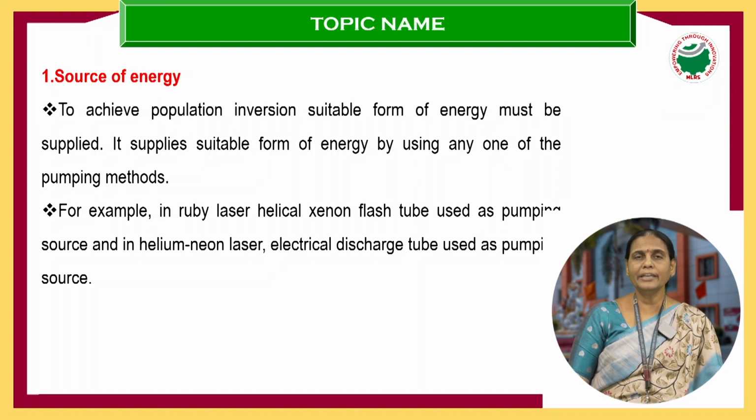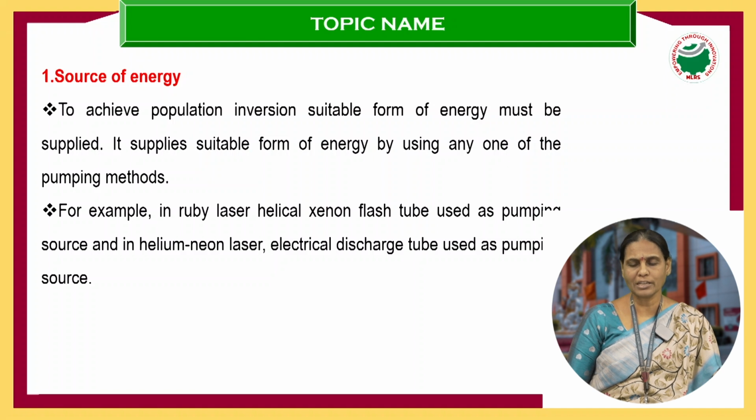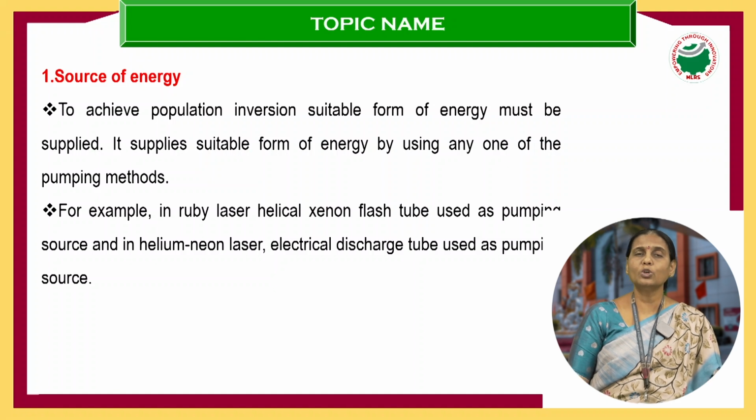For example, in case of ruby laser, xenon flash lamp, which we will be using in order to produce energy, that is in order to give excitation for the lower energy state atoms, the energy is supplied from the xenon flash lamp. So that is how you supply energy for the lower energy state atoms to jump from lower state to higher state. This is the first component, source of energy. Without source of energy, we cannot produce a laser output. So this is the first component.